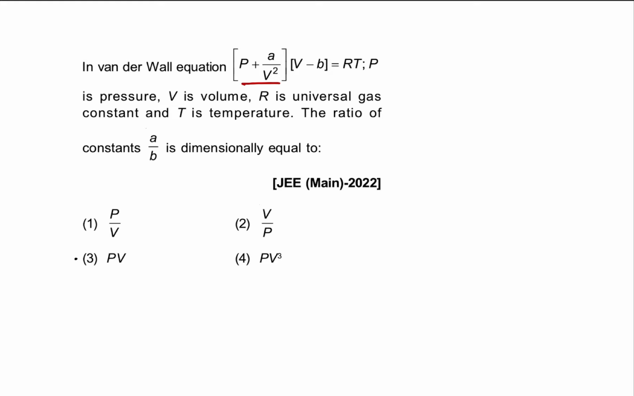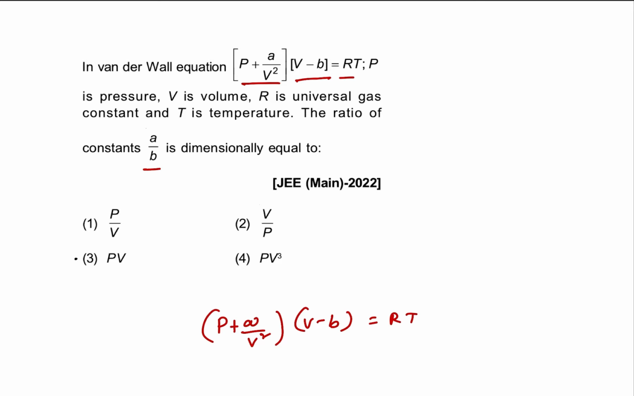Now one more question. In a van der Waals equation, (P plus a by V square) into (V minus b) is equal to RT. P is the pressure, V is the volume, R is the universal gas constant, T is the temperature. The ratio of constants A by B is dimensionally equal to what? I am checking now here.